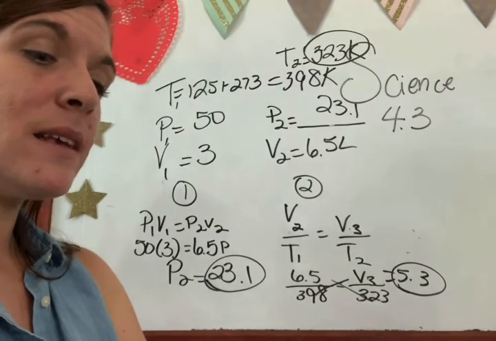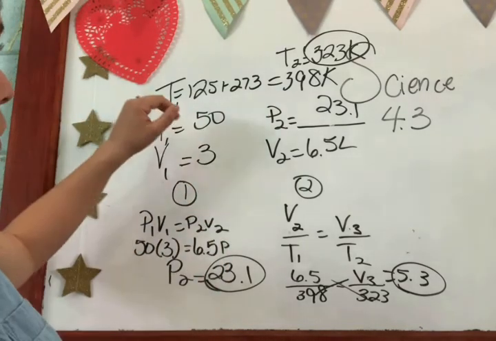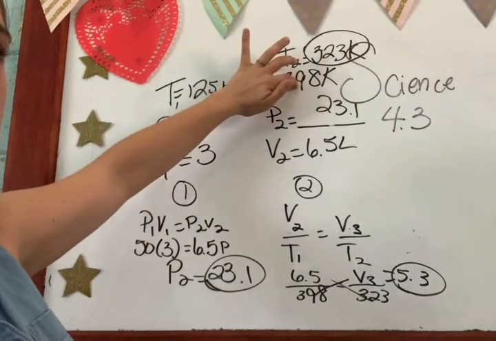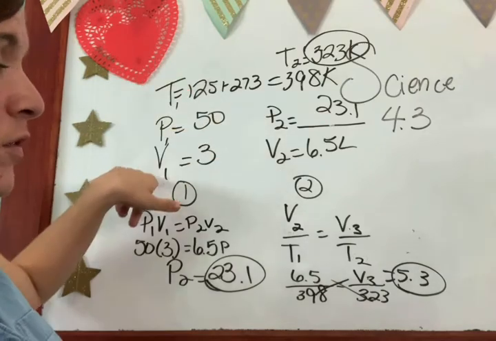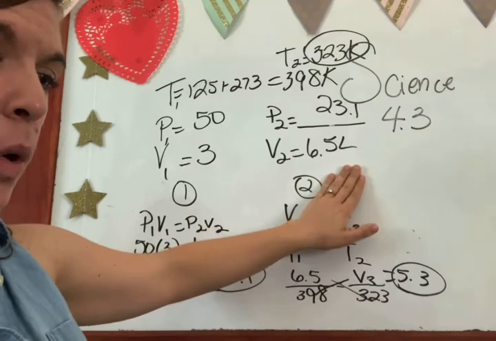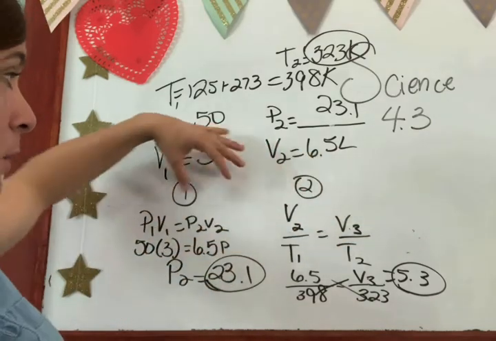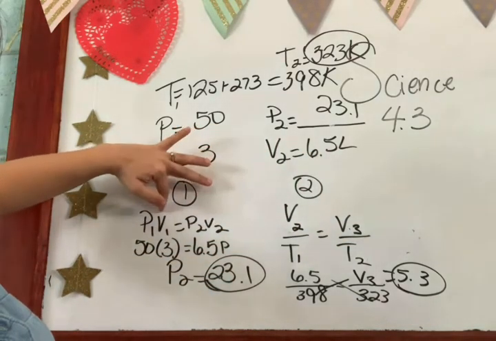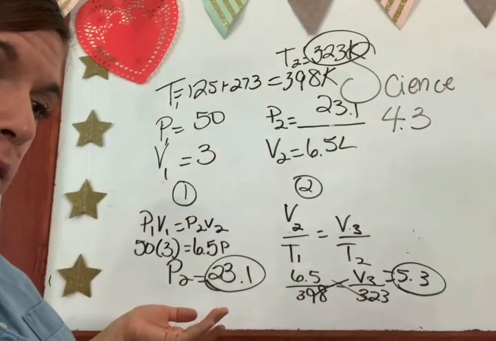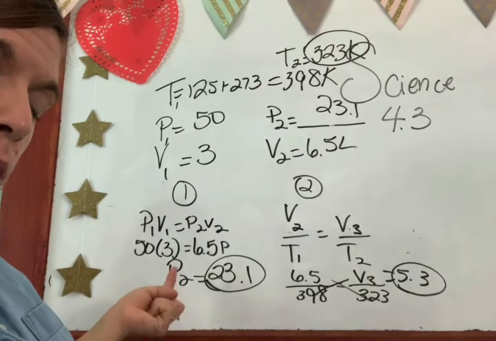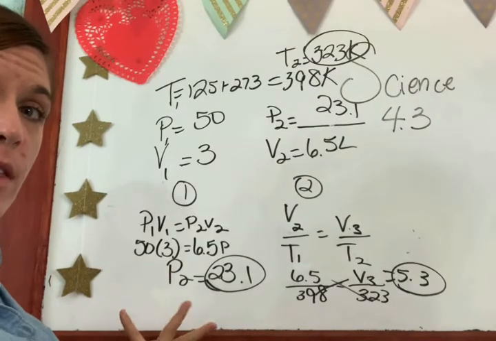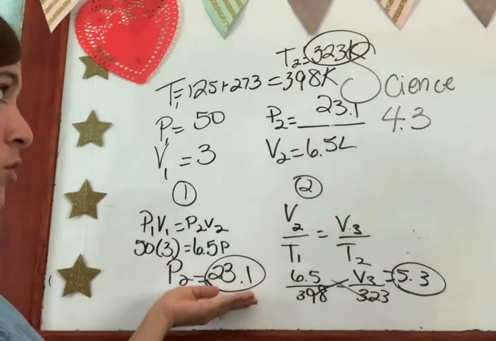It says the volume is increased. So first of all, we have our originals, 125, which you have to change over to Kelvin. So add 273, so it's 398, right? You have your pressure 50 and your volume 3. The volume is increased to 6.5 while the temperature is held constant, which means automatically we know we're going to be using Boyle's law, P1V1 equals P2V2. Because the temperature is held constant, we need to find the second pressure. Even though it doesn't say that, we know that's what we need to do. So we find our second pressure is 23.1.